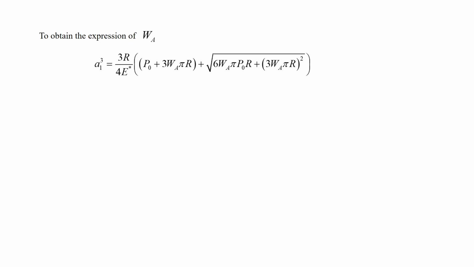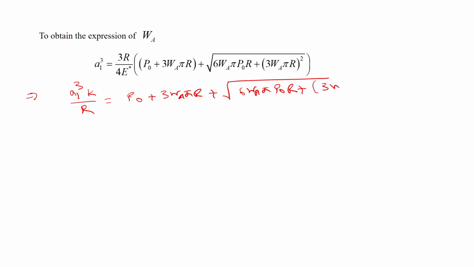Now, we would like to get an expression for the work of adhesion in a more simplistic way. So, that is what we will do now. Let us just rearrange this equation. Let us say A1 cube times 4 E star by 3 is equal to k. So, k by R is equal to P0 plus 3 W_A pi R plus square root of 6 W_A pi P0 R plus 3 W_A pi R whole square. Now, let us bring this part to the left hand side and then square it.